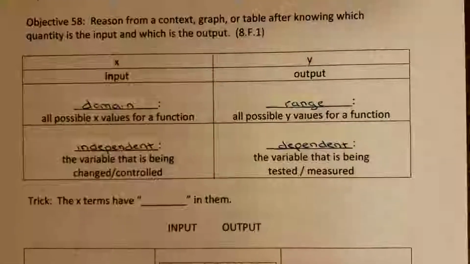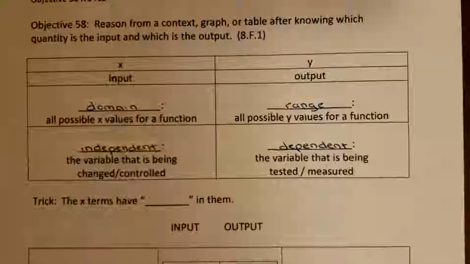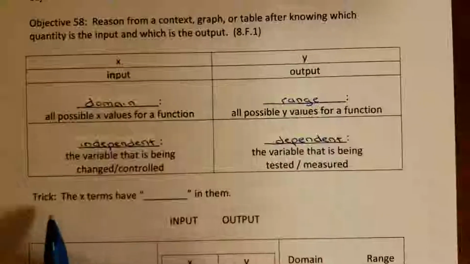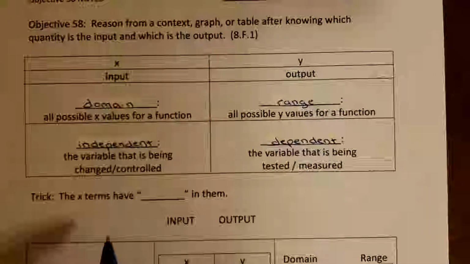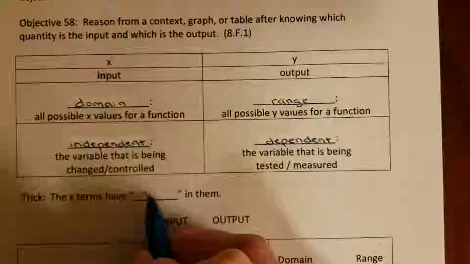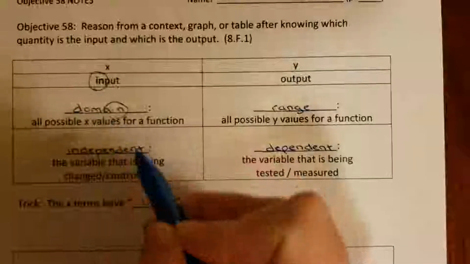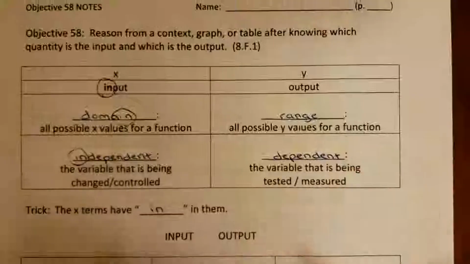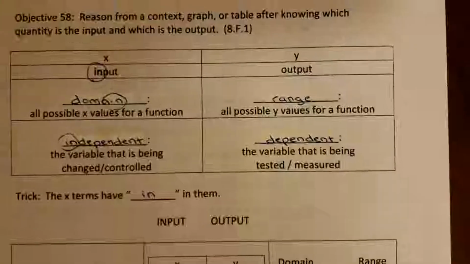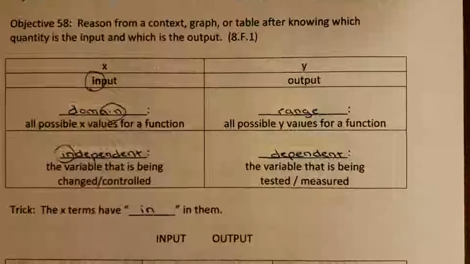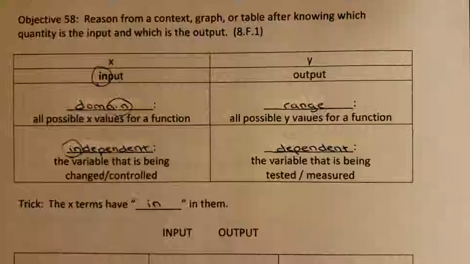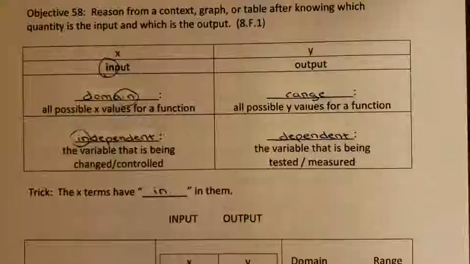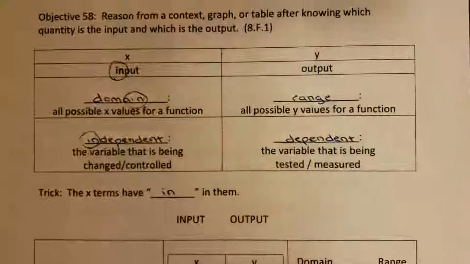It's the thing that's being measured. It's the outcome. One trick that might help you is all of the x terms, see in the x column here, have the word in them. A former student discovered this. I wish I could remember who it was so I could give them credit. I didn't ever learn that in any math teacher place. That was a student's observation. I thought it was fantastic. So all of the x terms have in them, and if you could remember that, that's super helpful.